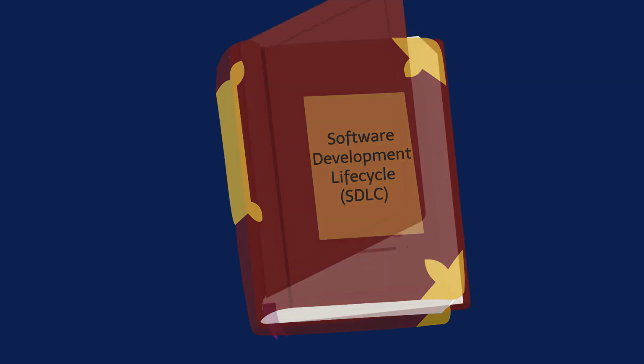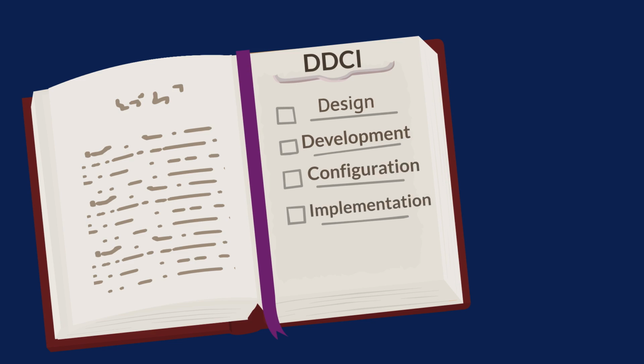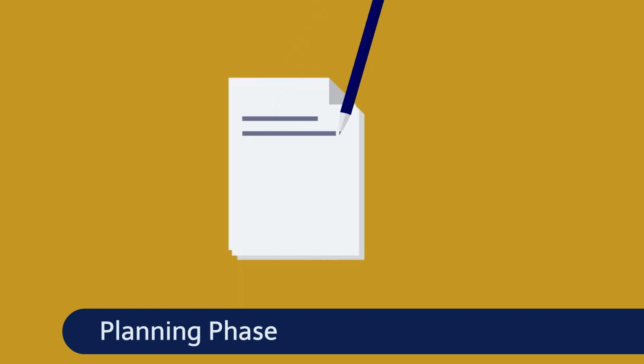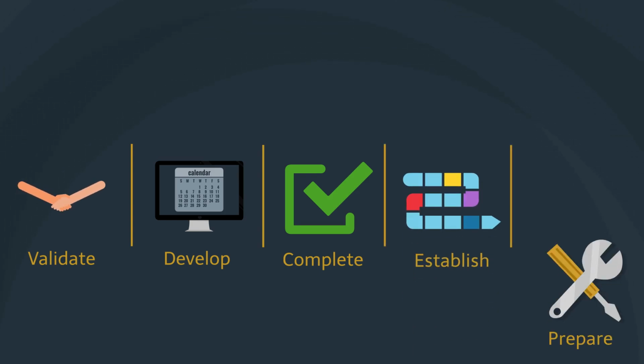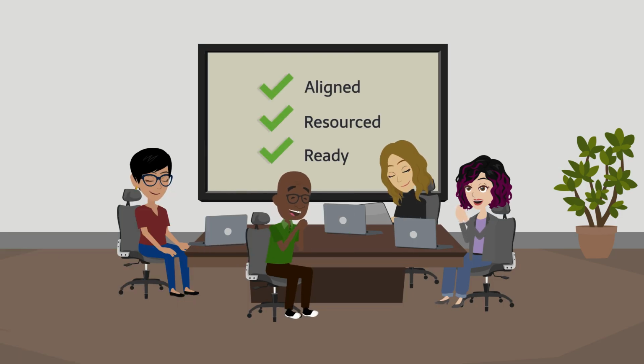Let's go through our project roadmap, which follows a model that we call DDCI. DDCI stands for Design, Development, Configuration, and Implementation. But before we get into DDCI, we need to complete the planning phase. This phase only happens once at the beginning of the project. In the planning phase, the foundation of the project is established. This is where we validate our scope with the solution integrator, develop the project's master schedule, complete key project management plans, establish governance, and prepare for the build. This ensures the project is aligned, resourced, and ready for execution.